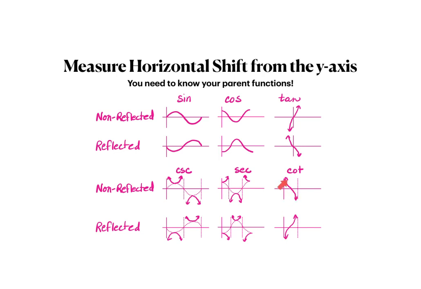Cotangent, it's going to lean to the left if it's not reflected, and you're going to look for where this first asymptote is, right or left from the first asymptote. If my A is negative, it means the cotangent curve is going to lean to the right, but I'm still measuring from where this left asymptote moves. Same idea with reflected sine and cosine as cosecant and secant.